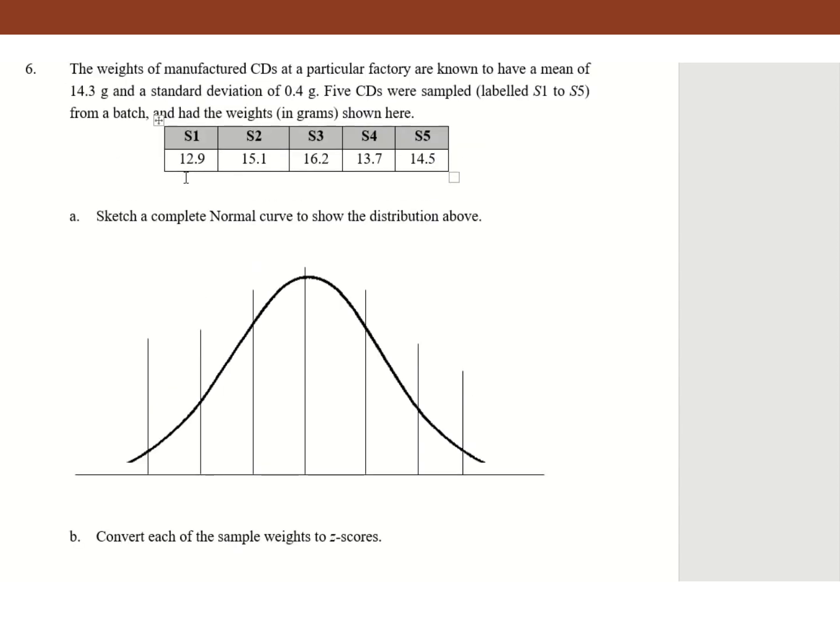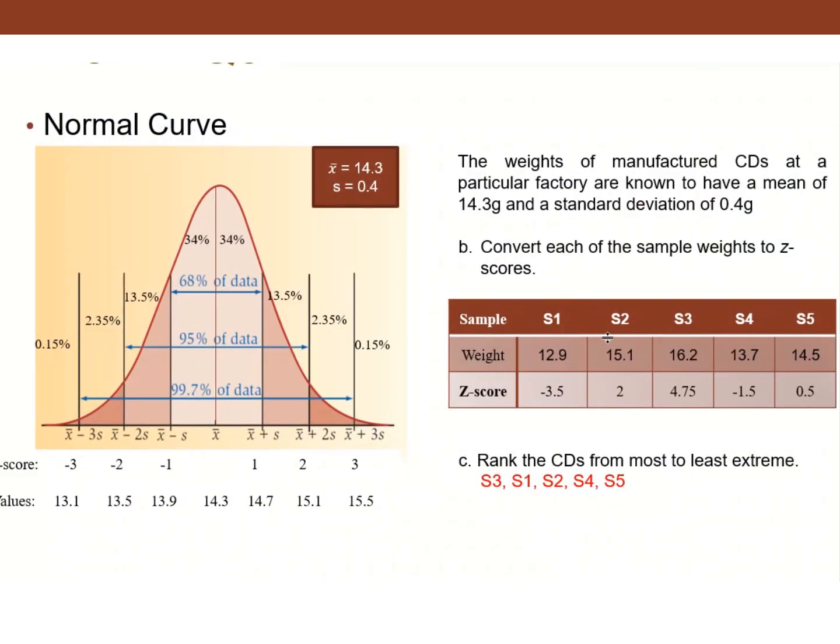So you take 12.9 minus mean, divide by standard deviation. 15.1, so you do it one by one. Change it all to Z-score. 15.1 minus mean, divide by standard deviation. Change it all to Z-score. Then you're just going to rank it from the most extreme to the least extreme.